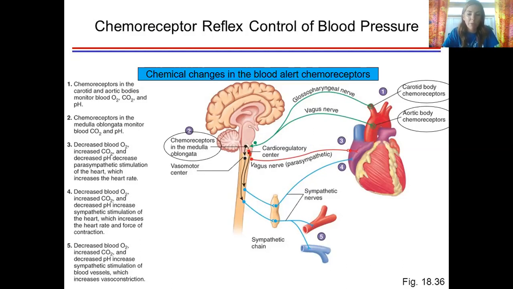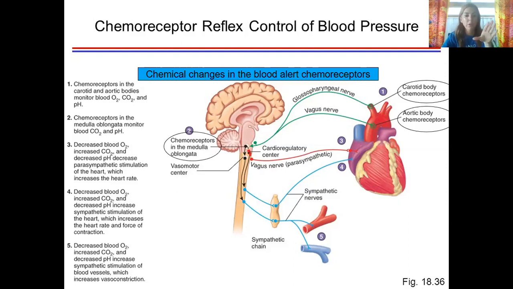So for example, if you look over on the left-hand side, you can see number 3 says decrease blood oxygen. That's not good. We don't want to be hypoxic. Increased CO2, we don't want to have that. Of course, that's too much waste building up. And then decreased pH. This is all going to decrease the parasympathetic stimulation. Remember, parasympathetic is to slow the heart. So if we decrease the parasympathetic stimulation, then that means we tell the parasympathetic system, stop trying to make this heart so slow. We want it to beat faster and beat harder.